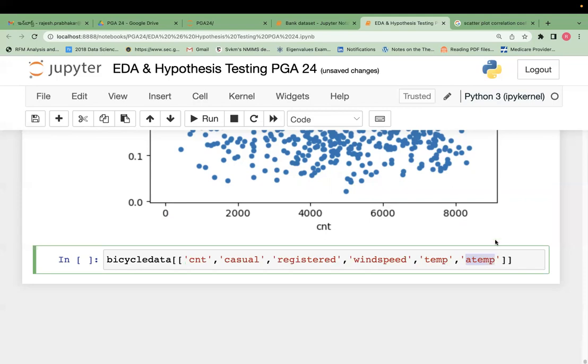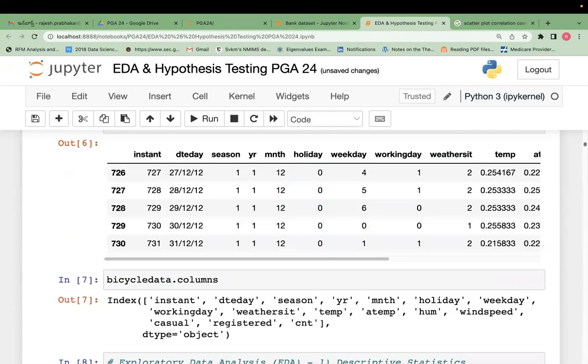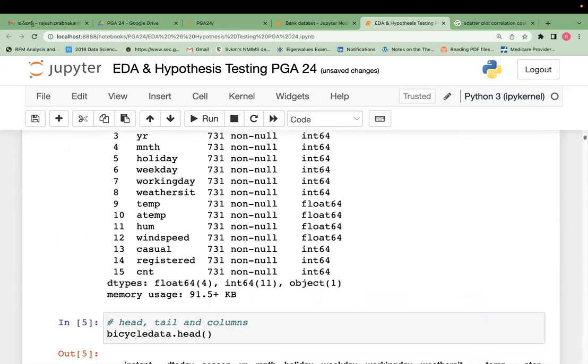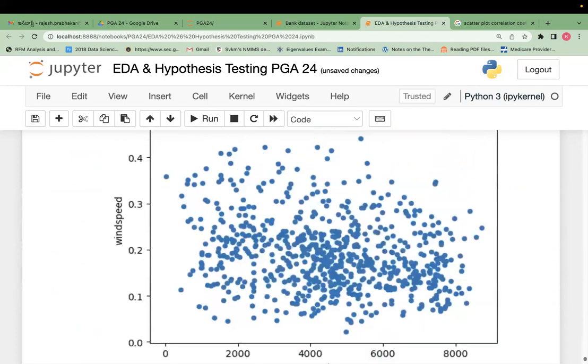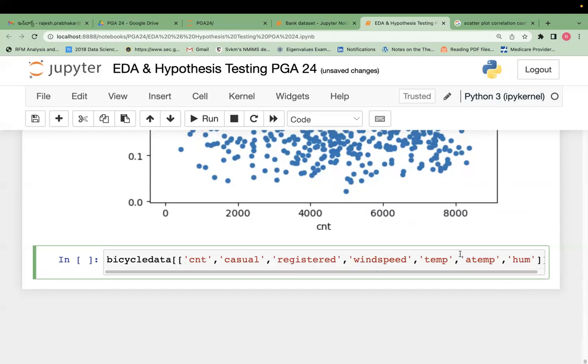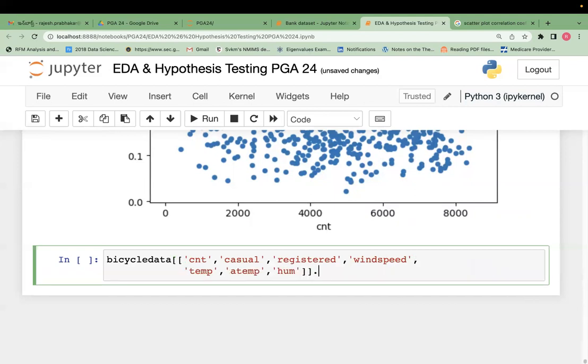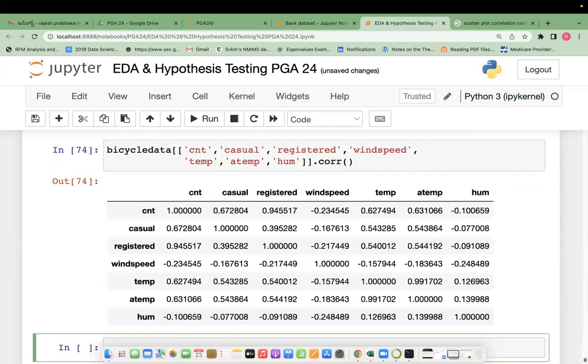Anything else we have in numeric? Humidity is also there, hum. Comma, hum, humidity, .corr. See, you can get the matrix like here. If there are really a lot of variables, it will be confusing. So a plot will be easy.